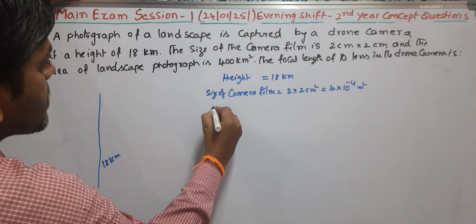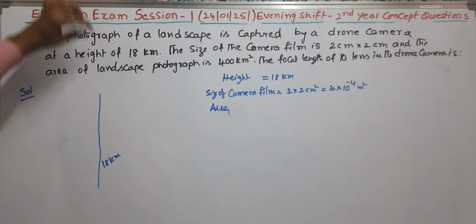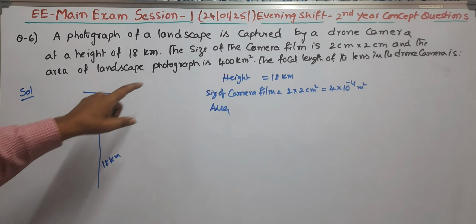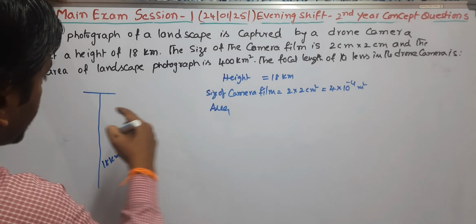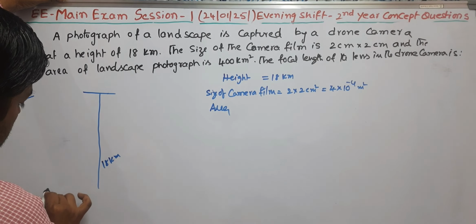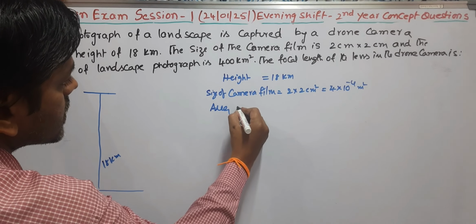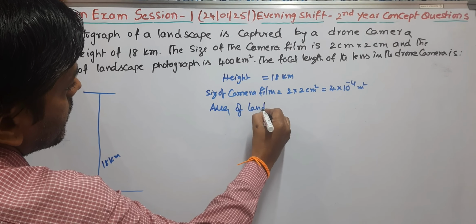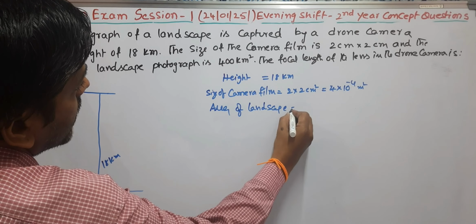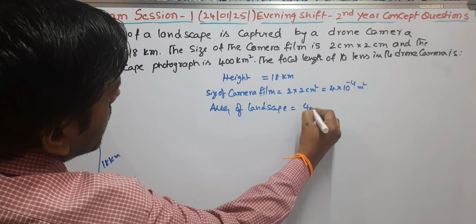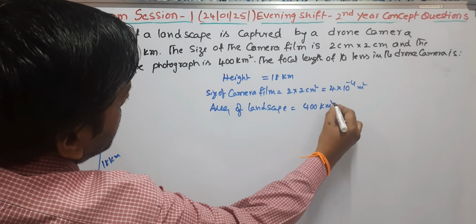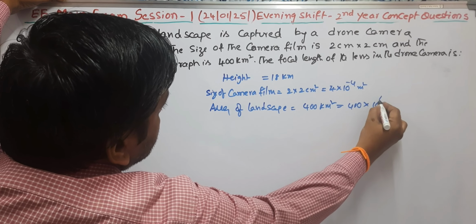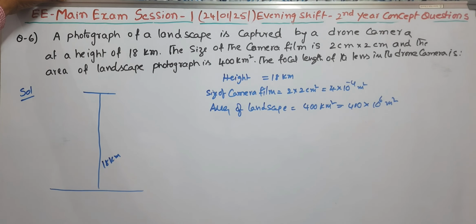And the area of the landscape. Suppose this is the film of the drone camera. It captures some area. What is the area of the landscape that is photographed by this drone camera? It is 400 kilometer square, that means 400 into 10 power 6 meter square.